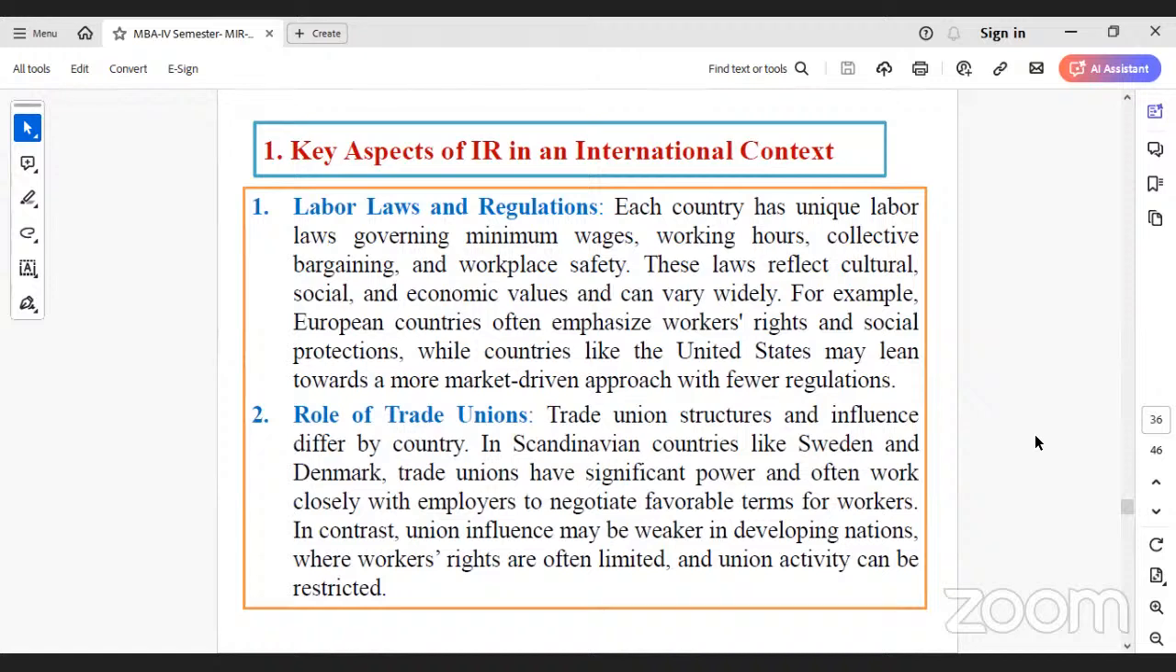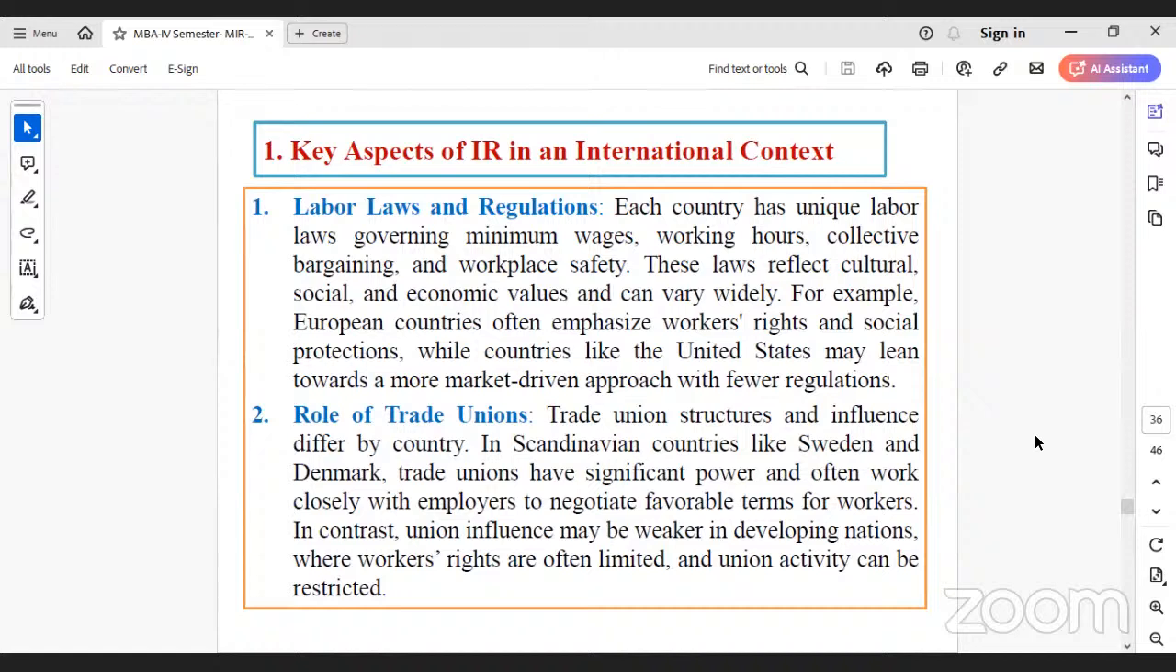And the role of trade unions. What is the role of trade unions in the international perspective or context? Trade union structures and influence are driven by country. In Scandinavian countries like Sweden and Denmark, trade unions have significant power and often work closely with employers to negotiate favorable terms for workers.